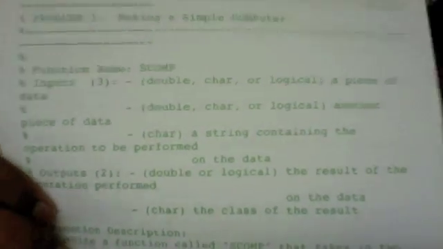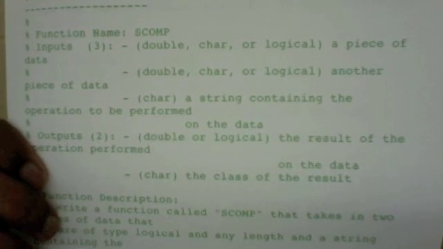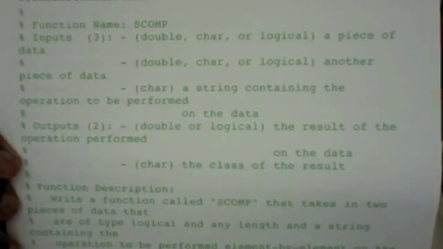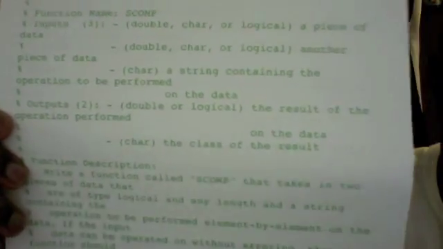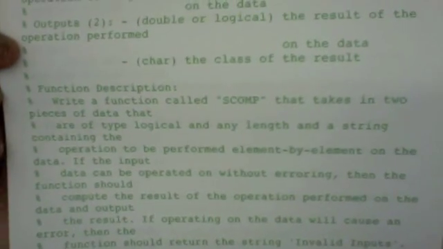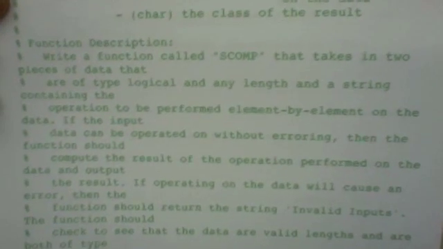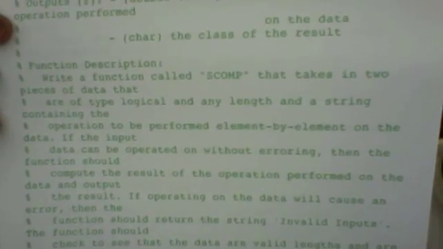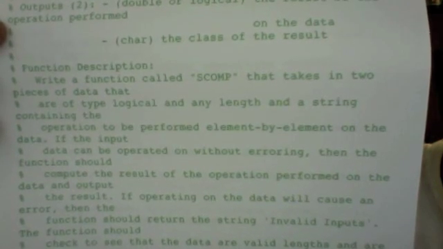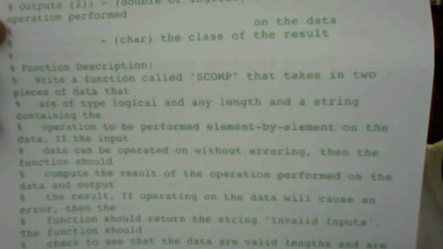Going into the next problem, we have problem 3, making a simple computer. So our function name is scomp with 3 inputs, a piece of data, another piece of data, and the operation to be performed. And our output, we have 2 of those, the result of the operation and the class of the result. So the description is write a function called scomp that takes in 2 pieces of data that are type logical and any length and a string containing the operation to be performed element by element on the data. If the input can be operated on without erroring, then the function should compute the result of the operation performed on the data and output.